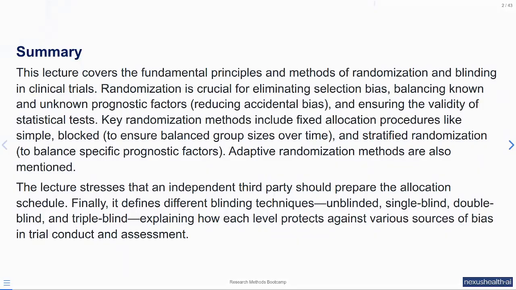In this lecture, we'll consider key randomization methods, which include simple, block, and stratified randomization. We will also stress that an independent third party should prepare the allocation schedule. We'll define different blinding techniques, which include unblinded, single blind, double blind, and triple blind, and explain how each level protects against various sources of bias in trial conduct and assessment.